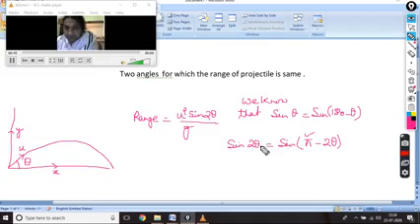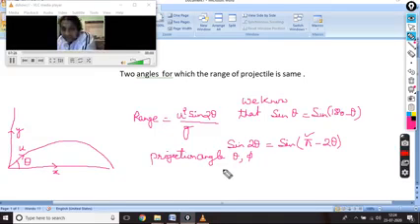So for example, suppose we are taking the projection angle. Let us say one projection angle is theta, and another projection angle is such that the angle happens to be pi minus 2 theta. I'll explain what it means. Let us say one projection angle is theta, and let us say another angle is phi.